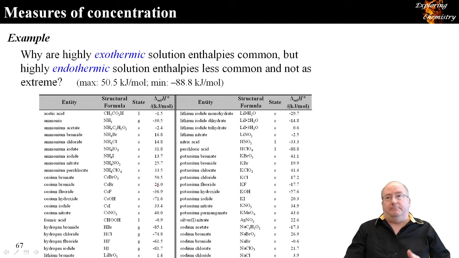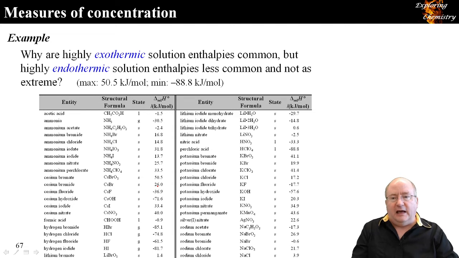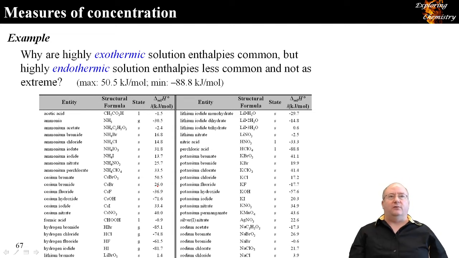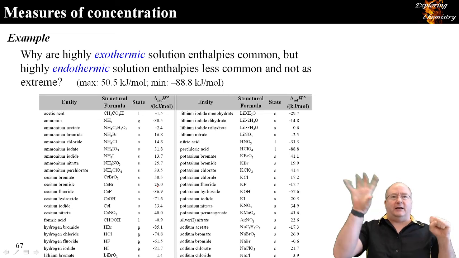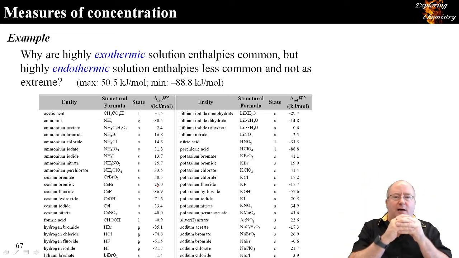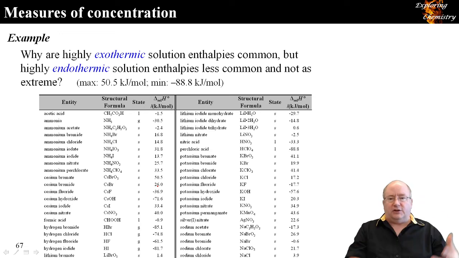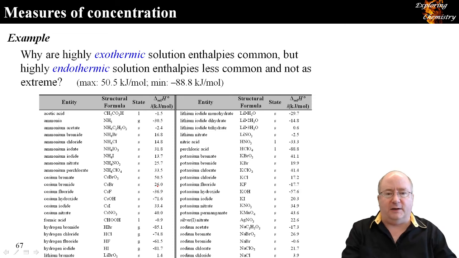And that is ultimately why you don't see highly endothermic solution enthalpies. Highly exothermic, that's great, that's beneficial, because you're breaking apart weaker bonds and forming really strong bonds. That's an exothermic process. You're energetically more favorable to form these bonds, and so you see highly exothermic solution enthalpies, but not highly endothermic solution enthalpies.